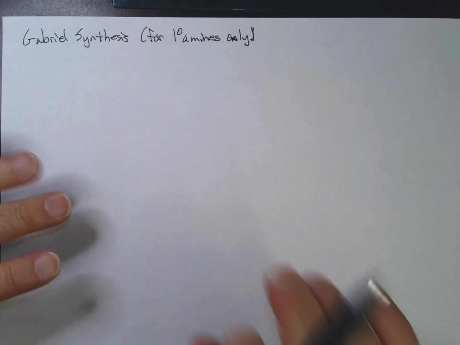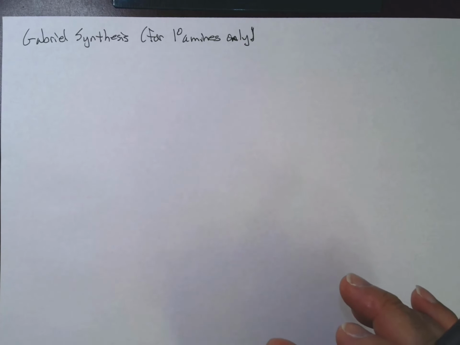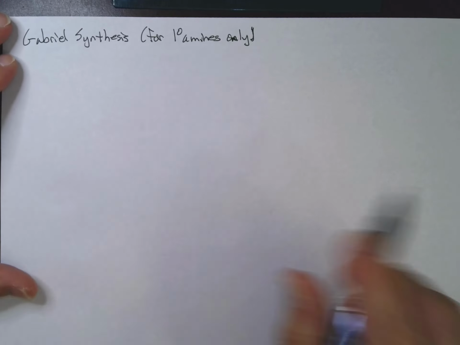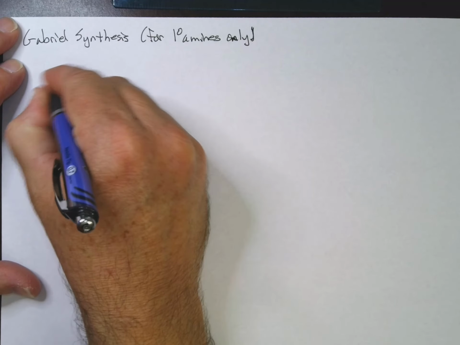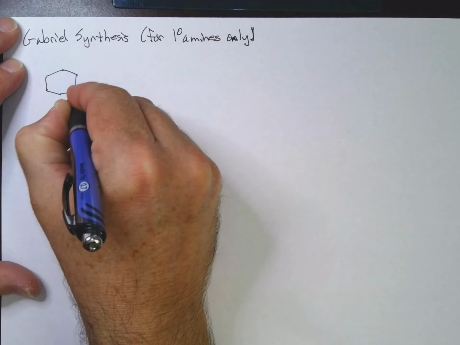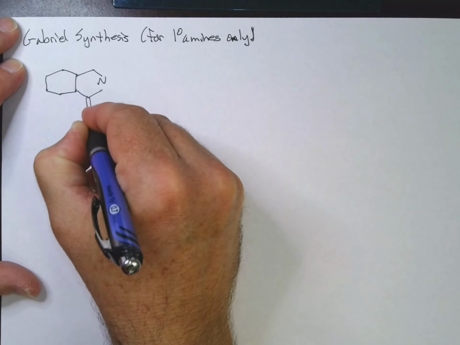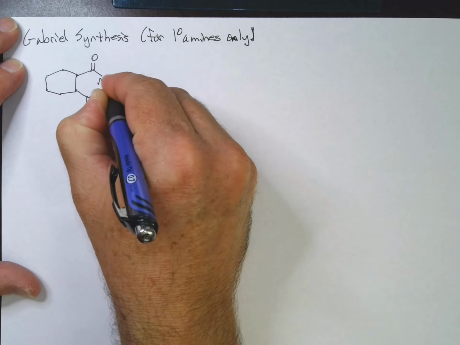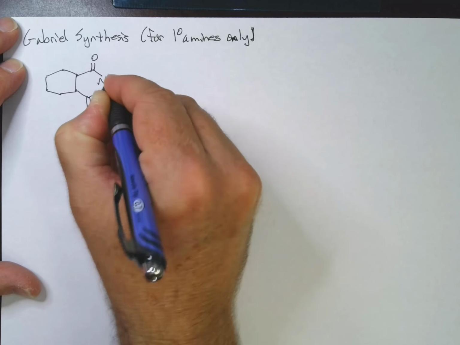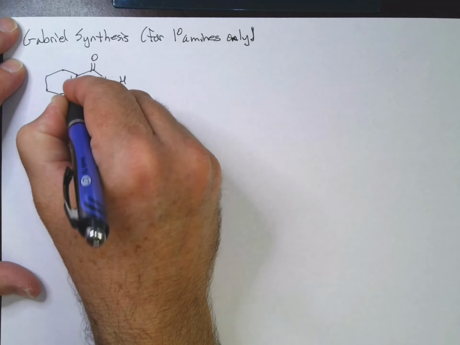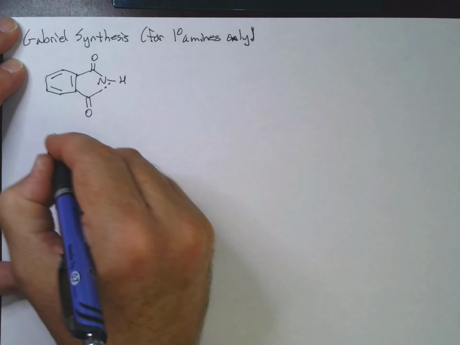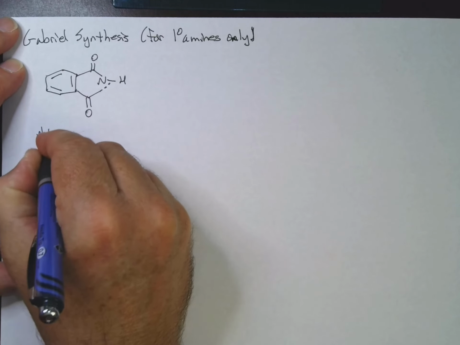So anyway, let's look at this Gabriel synthesis. What is the Gabriel synthesis? Well, it makes use of the following molecule here. And we've got our benzene ring here. This is phthalimide.